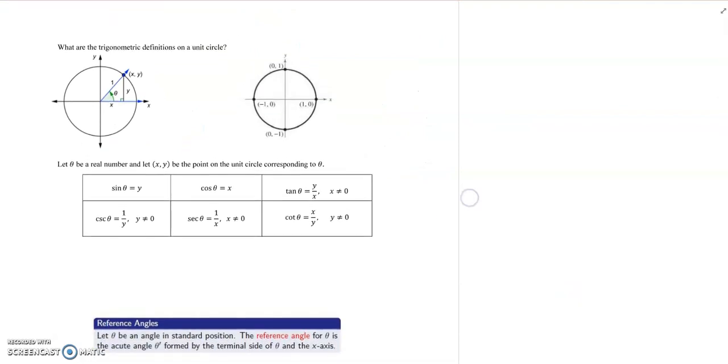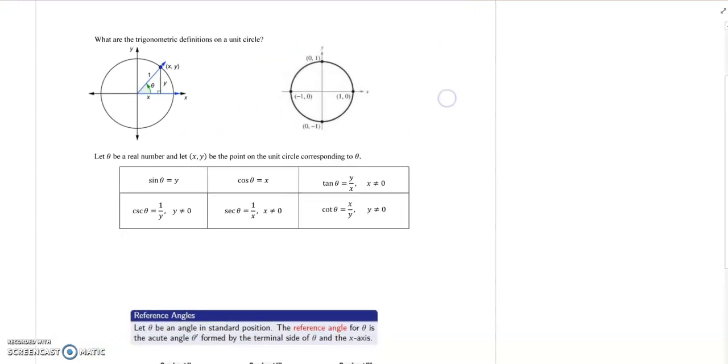Now we're going to look at what the general definition of trigonometric functions are on the unit circle. We have our x, our y, and our 1, and we have our theta. Well, if you think about this, sine of theta is y over r. Well, if r is just 1, it's y over 1. So the sine of theta on the unit circle is just y. Cosecant, which is the reciprocal, is just going to be 1 over y.